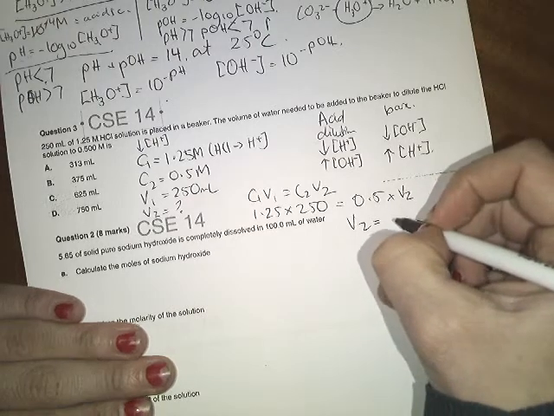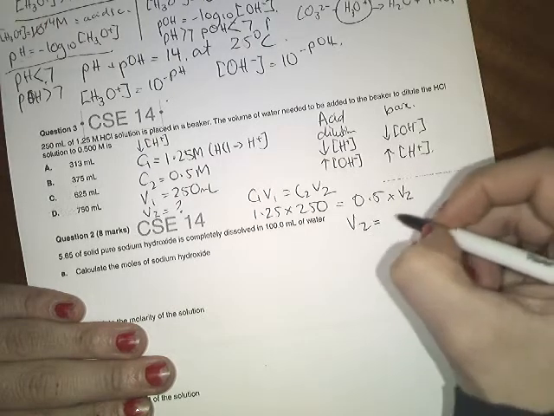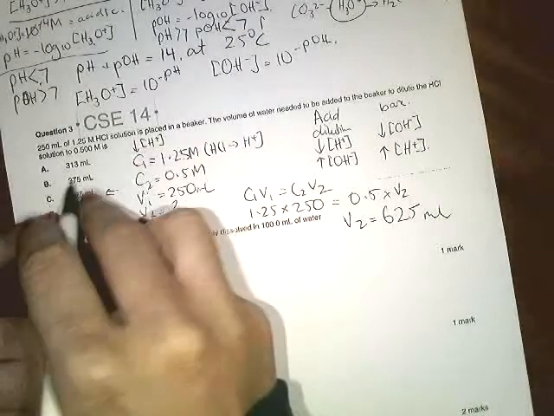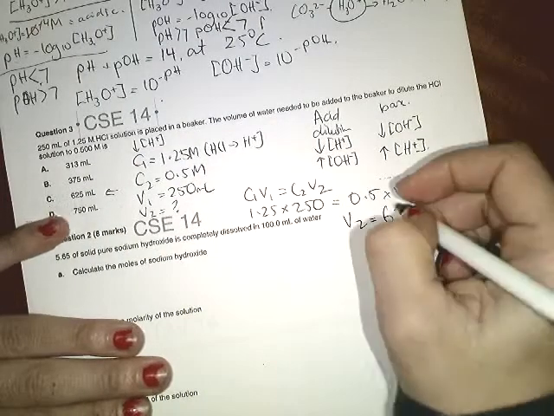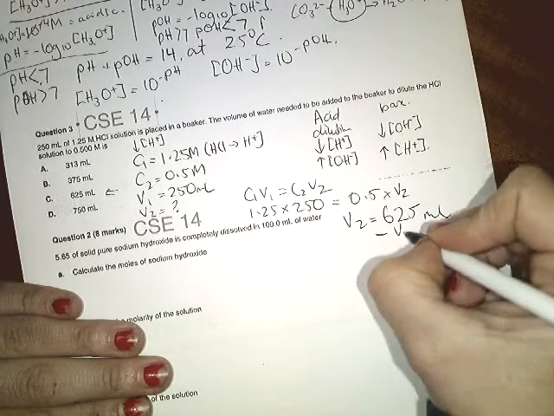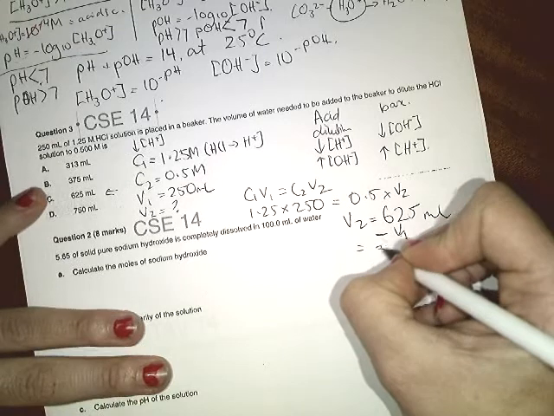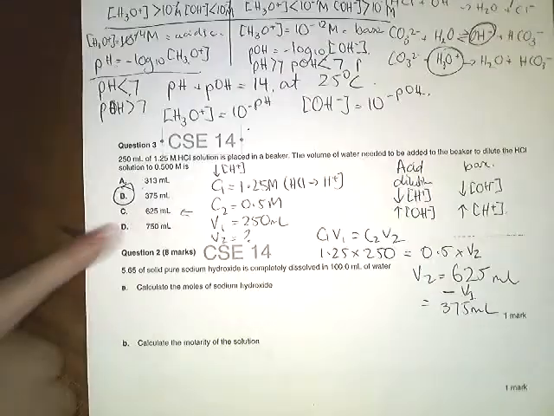So V2 equals 625. Notice that it doesn't say what's the final volume. It says how much water needs to be added. So we have to subtract V1, which is the initial volume, equals 375 mL. So that gives you B.